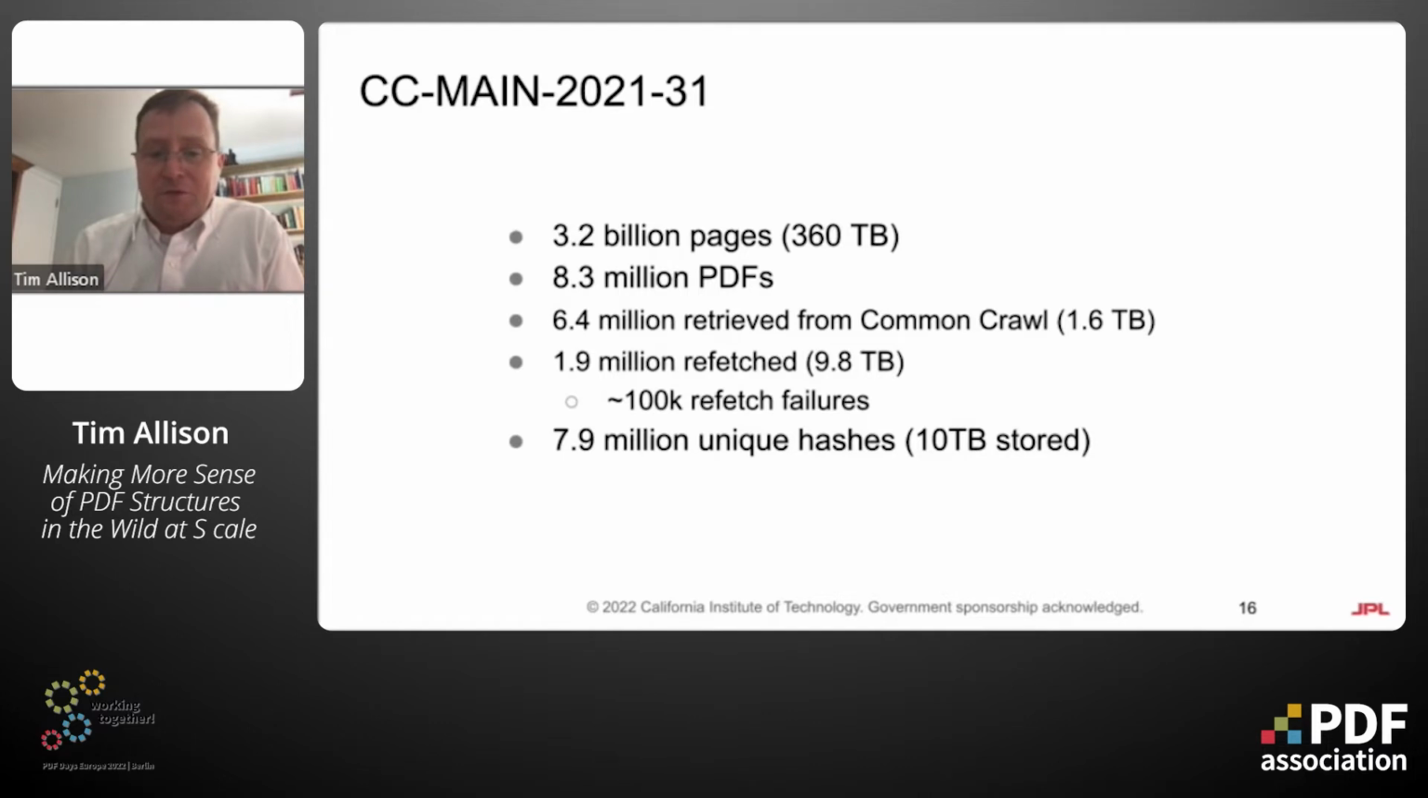And you can see that those refetched files were quite big. The 6.4 million smaller files only took up 1.6 terabytes, whereas the 2 million took up roughly 10 terabytes of data. Then when we stored these by their hashes, that brings us down to about 7.9 million unique hashes for these files, about 10 terabytes of PDFs. So that's what the bulk of this data represents, and that's what this corpus represents.